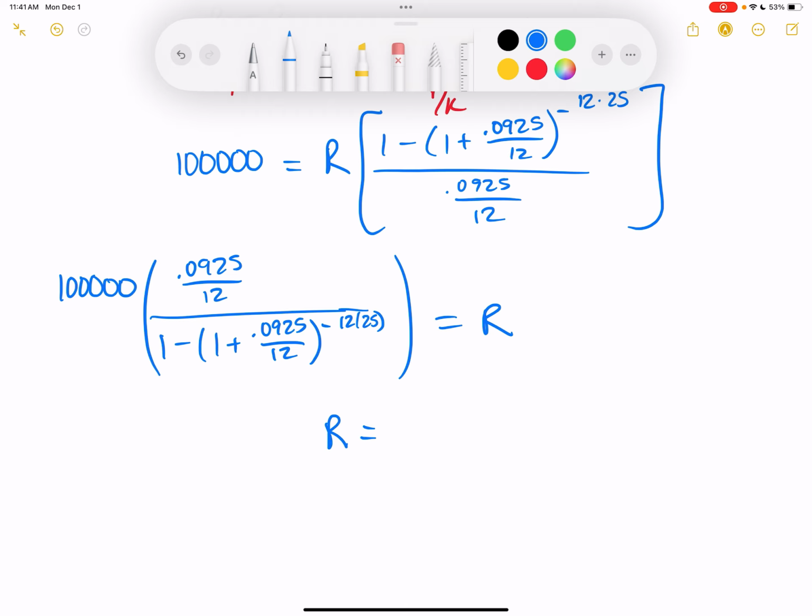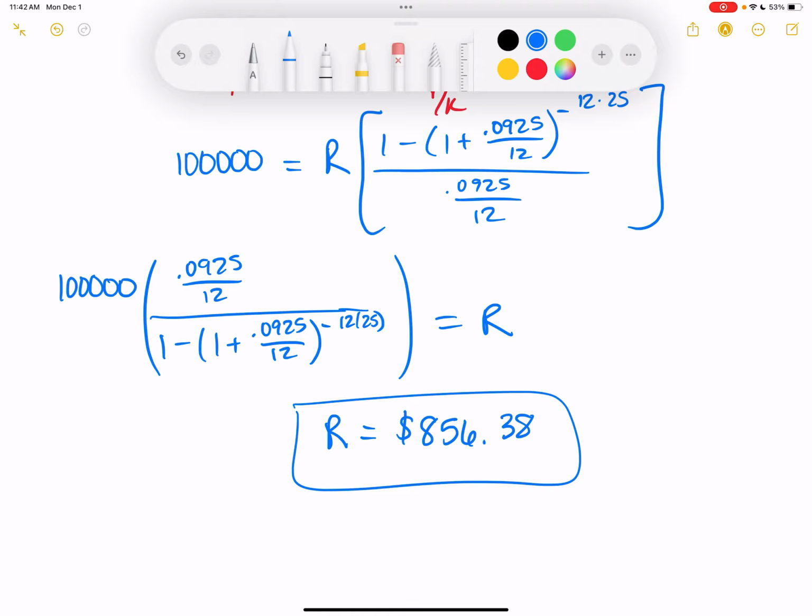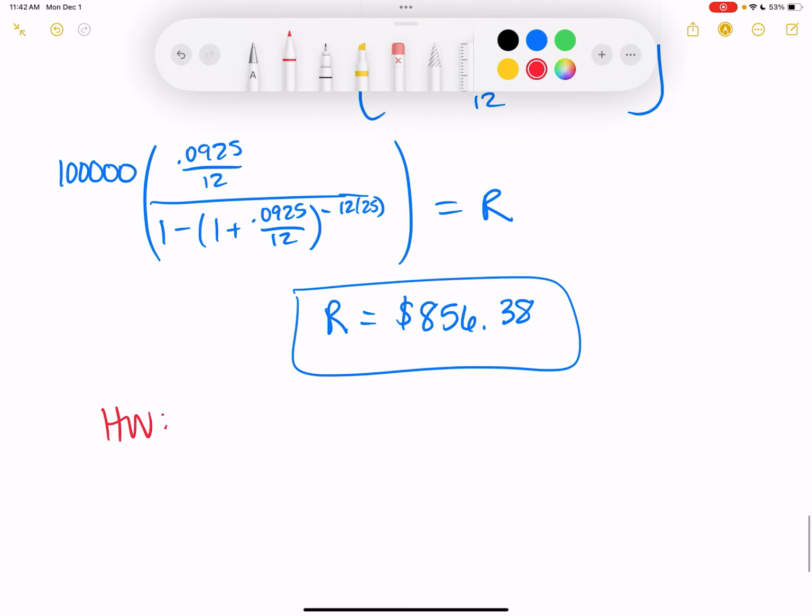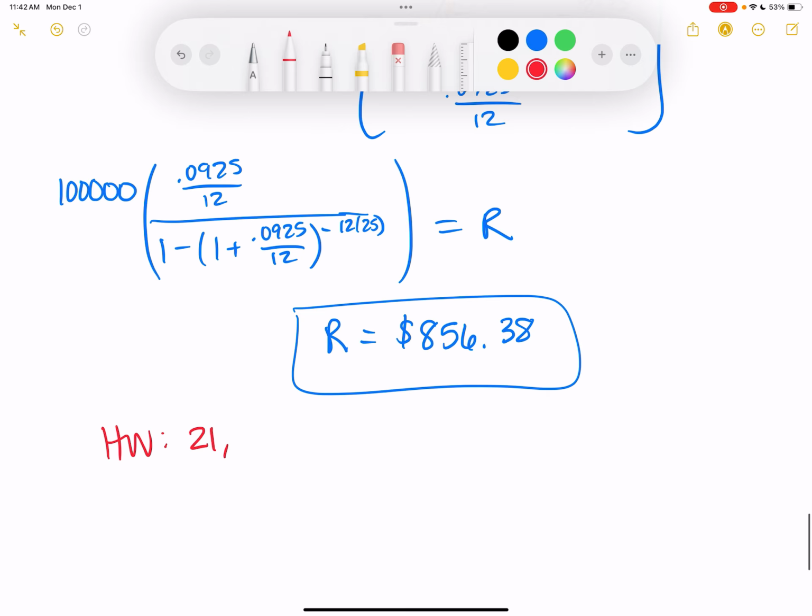I got 856.38. Yep, $856.38. I'll write these problems down first though. All right, so in addition to what you had the other day, if you already turned them in, obviously that's fine, just do these on a separate piece of paper. 21, 27, 51, and 53.